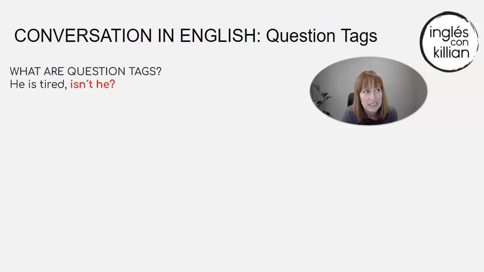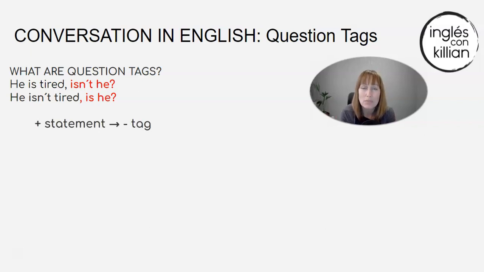In the United States, for example, it's likely that you hear a question tag as no or right or something like this. For example, he's tired, right? Or he's tired, no? And that's okay in the United States. But in UK, Ireland, and other English-speaking countries, we normally use these types of question tags that you see here in red. He is tired, isn't he? For example, okay? Or he isn't tired, is he?